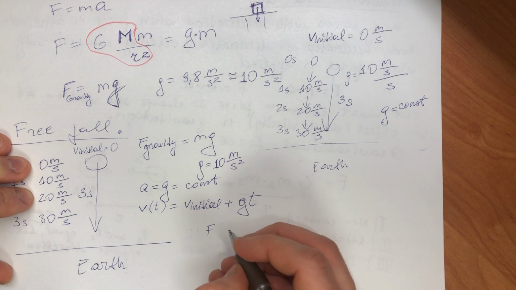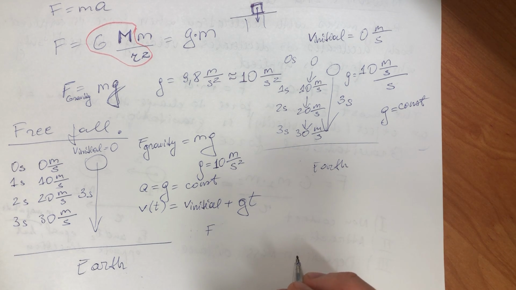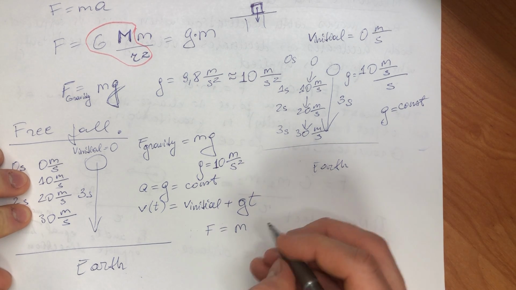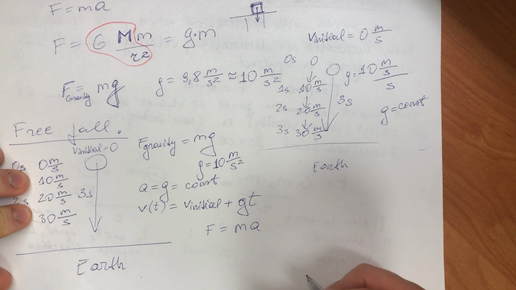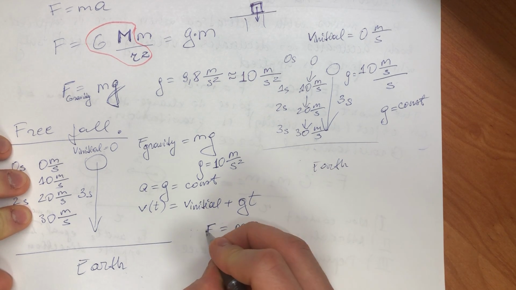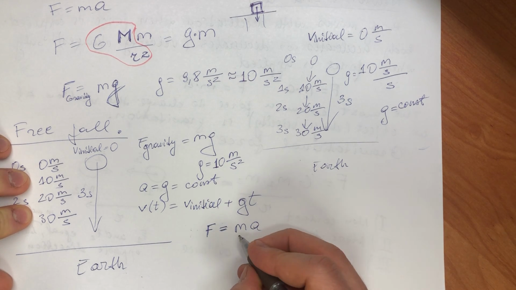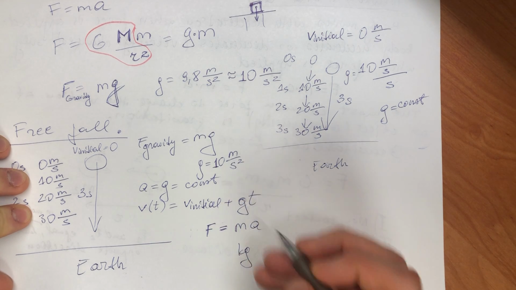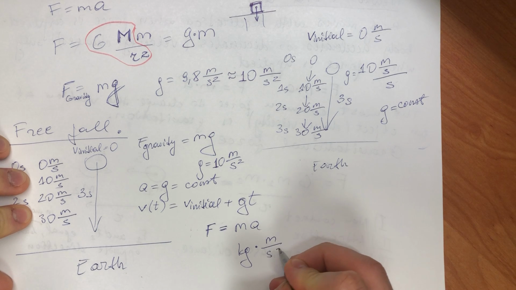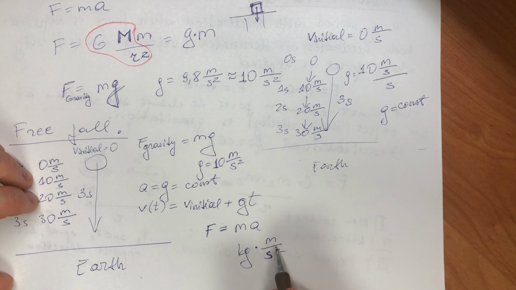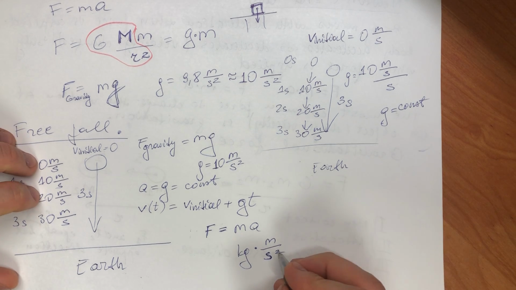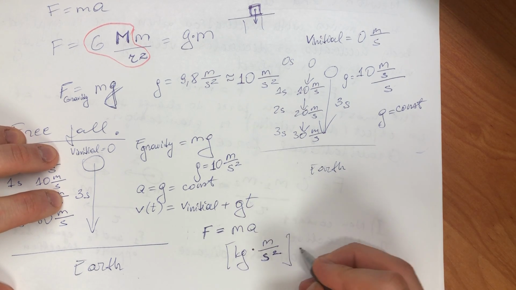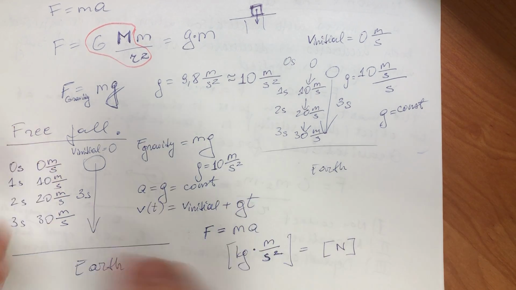Maybe I forgot to mention the units for force. If F is ma in general, or mg, how can we find the units of F? Units for mass are kilograms, units for acceleration are meters per second squared, so kilogram times meter divided by second squared. This unit is called Newton, in honor of Isaac Newton.